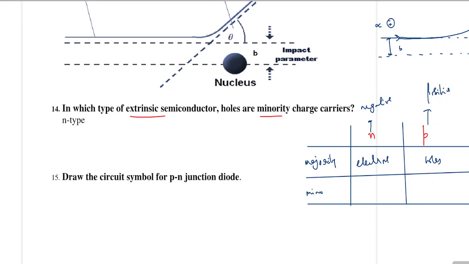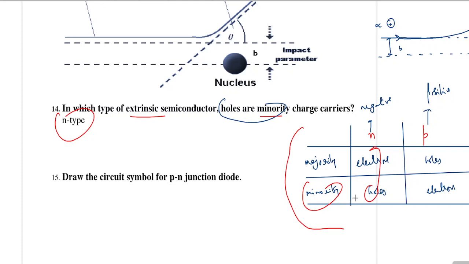Minority is vice versa. If in N-type electrons are majority, holes will be minority. Here it will be electrons. Again, this could be asked as a 1 mark question. The answer here is that holes are minority in N-type. But learn this also, as I've been telling you all, don't just memorize the answer, understand beyond that also, so you can solve more kinds of questions.